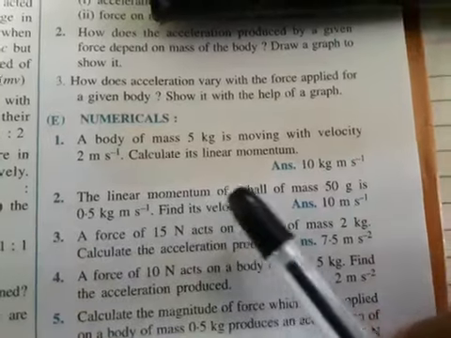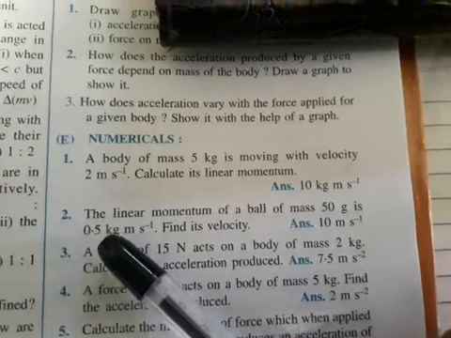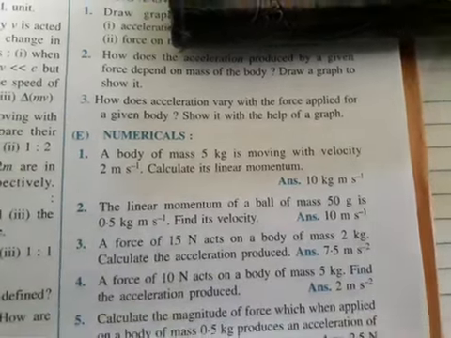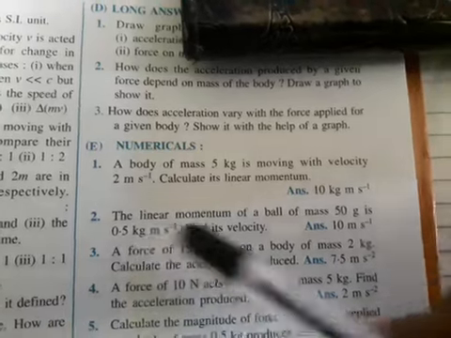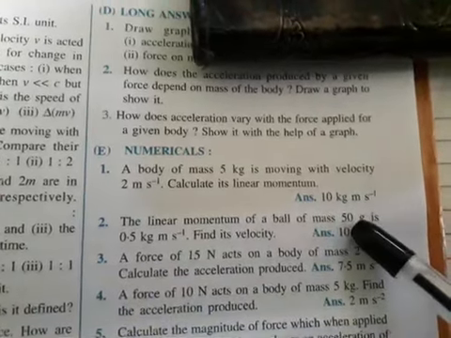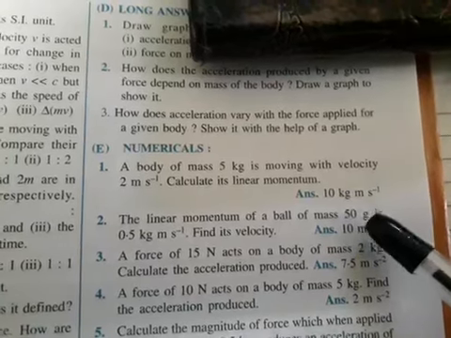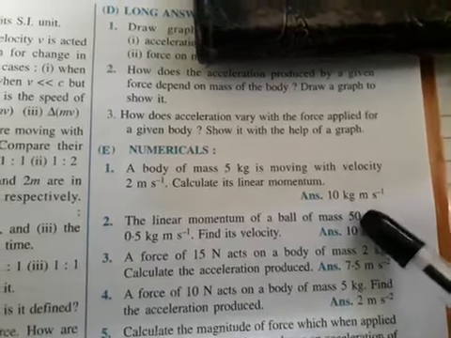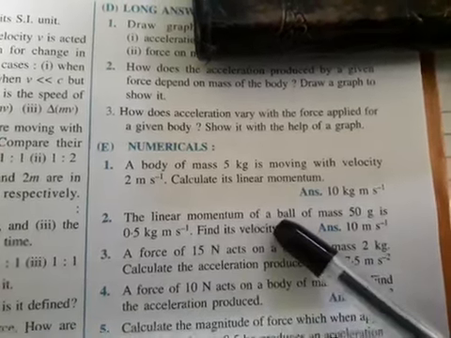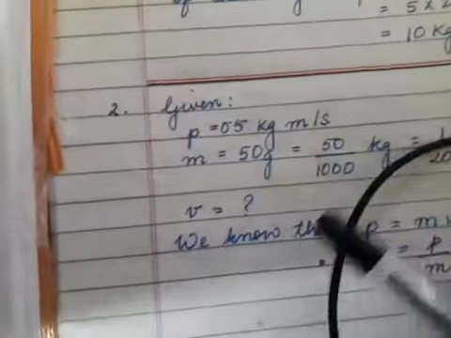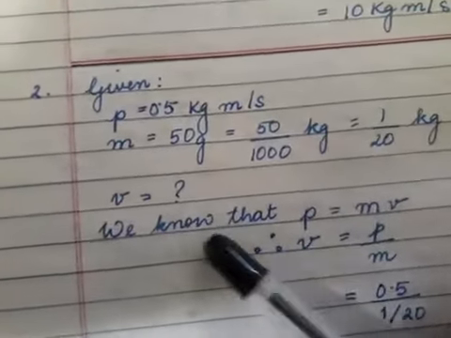The linear momentum of a ball of mass 50 gram is 0.5 kg meter per second. Find its velocity. So here the linear momentum is this one and mass is given as 50 gram. Notice that here 50 gram is a CGS unit. So you have to convert it to kg and then you have to find the velocity. We know that P is equal to mv. Okay, so P value is given, m value is given, it is converted.